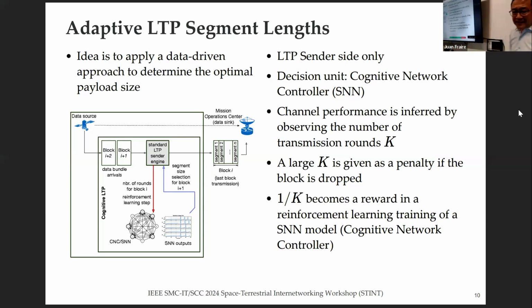But we don't want to make that decision manually. We want to have some system that is going to do it for us, and this is the system that we are proposing. We have these blocks entering a standard LTP engine. We have a decision-making unit that tells us what segment size we should be using. We use that value to do the segmentation and send the segments. Later on, we receive feedback about how many rounds we required to send the block. We pass that to the decision unit, which adjusts its decision based on that observation. It's basically reinforcement learning that we have here.